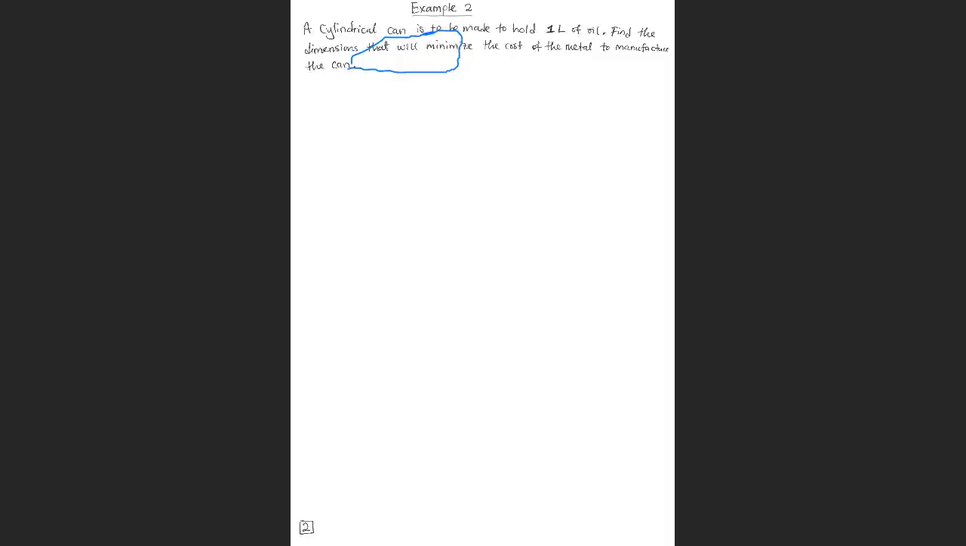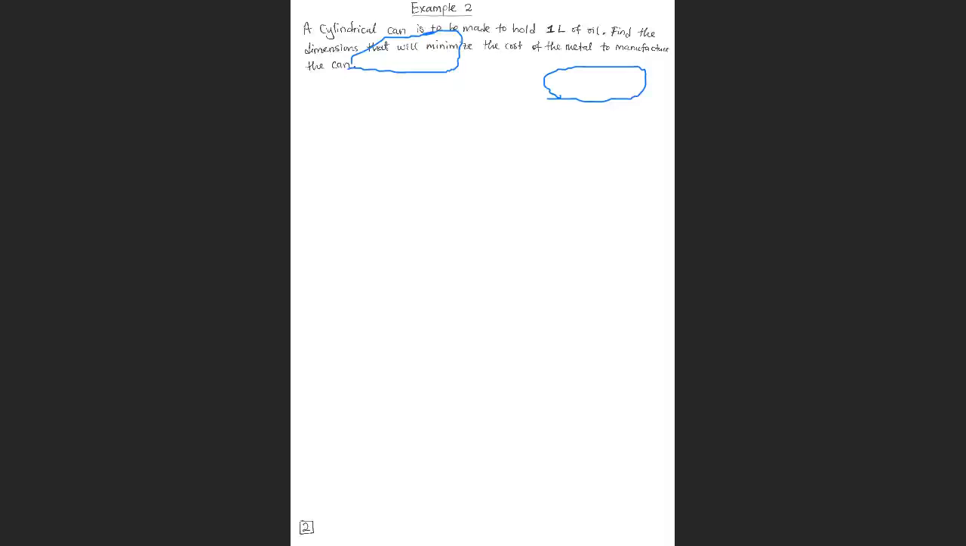All right. So 1 liter there, you can just say 1000 cm cubed. Then they say find the dimensions that will minimize. Remember example 1, we were maximizing; this one is different. They're not asking you to maximize. You want to minimize the cost of the metal to manufacture the can.